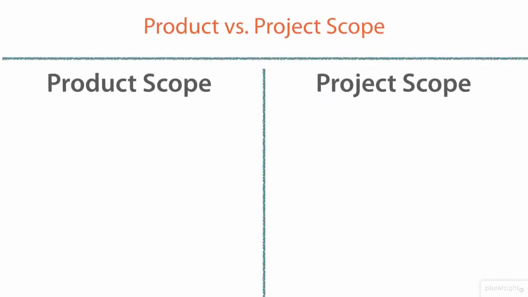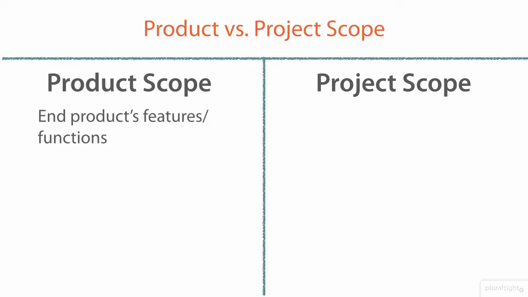There are also two different types of scope that we refer to. The first is product scope, of which our previous example is a good demonstration. Those are the end product's features and functions, the things that the end user or the customer, whoever is going to be the beneficiary of this project, the type of different features and functions that they care about.